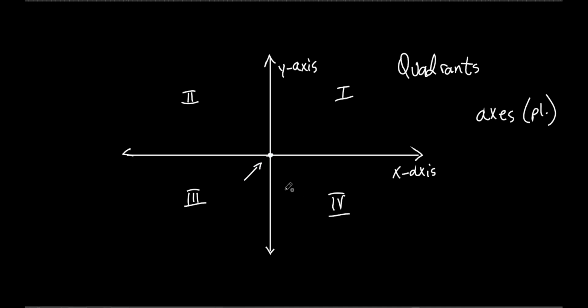Where they intersect right here has a special name. Anybody know what that special name is? The origin. Very good. What does it mean if I say the origin? It's 0, 0, but as far as the word origin in general, anybody know? The beginning, exactly. It means the beginning, and so this is where we always start.